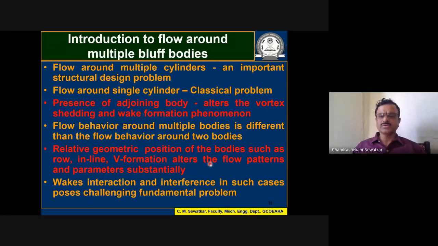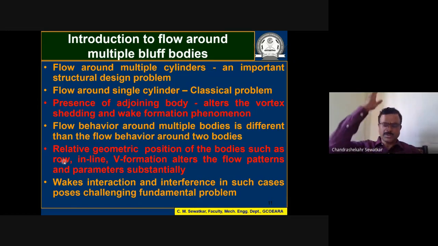The relative geometric position of the bodies, such as row, inline, V formation, alters the flow patterns and the parameters substantially. So flow patterns and flow parameters like drag experienced by the bodies, then lift experienced by the bodies, that is altered substantially when we change the geometric positioning of the bodies. Like if the bodies are kept in a vertical row, if the bodies are kept in inline rows, or maybe in other geometrical positions, the nature of the forces experienced changes.